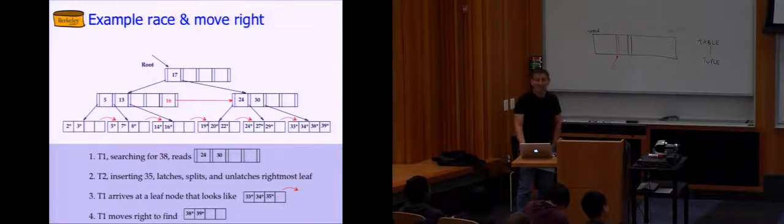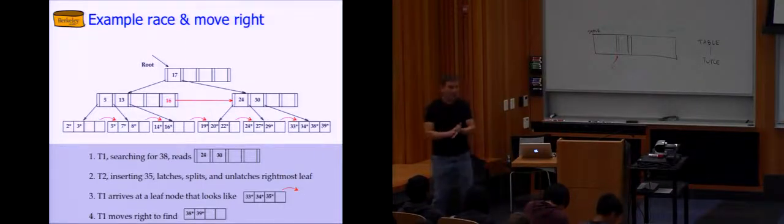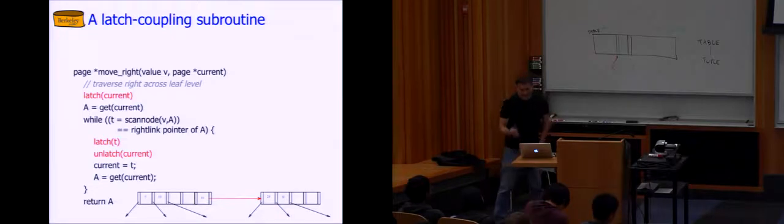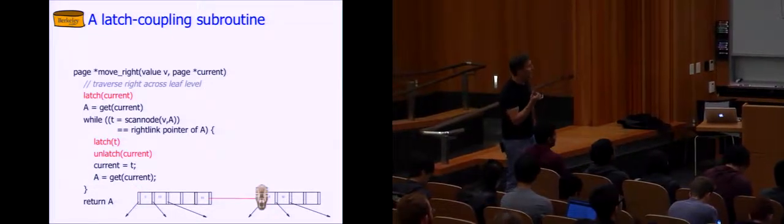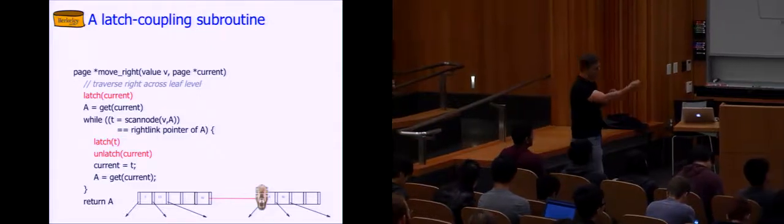All right. Let's talk about insertions now. Before we talk about insertions, we need another subroutine. It's a latch coupling subroutine, so it should make you nervous. We don't want to call it if we don't have to, but we're going to have to. It's called move right, and it's going to do latch coupling.